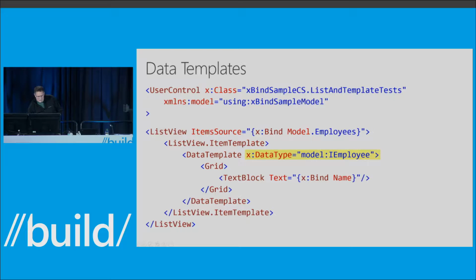So in this case, I have to do it on the right screen. Model is an XML namespace that maps to my code namespace of XBind sample model. I've just used IEmployee here. It doesn't have to be an interface. You can bind to any type you want. So employees have a name, so I can just now do the name property in here, and that's bound to the name of the employee.